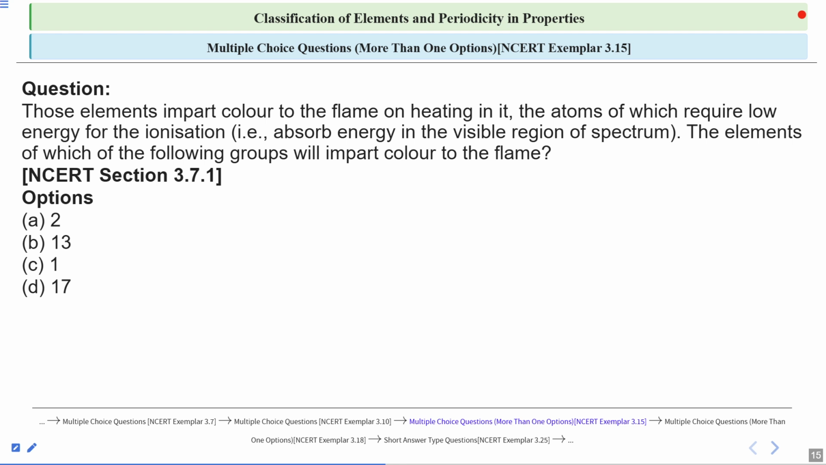Now remember students, I have talked about the general properties of the alkali metals and the alkaline earth metals and all of those. Now your answer comes directly from that discussion. So 4 options are given here, or I would say 4 groups are given here. Now you have to say which of these impart color to the flame.